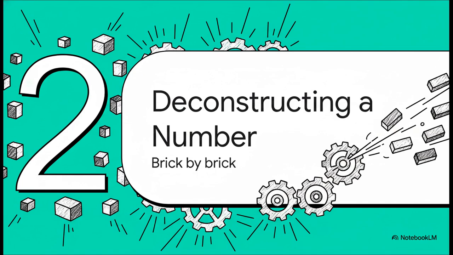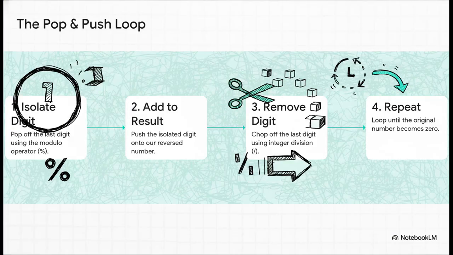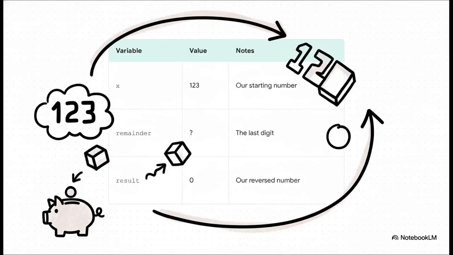Now, you might be thinking, why not just turn it into a string, reverse it, and call it a day? And yeah, for some problems, that's a great approach. But we're going to solve this the mathematical way. We're going to use a pretty neat trick to peel off each digit one by one, like we're taking apart a little machine. So our whole game plan boils down to this little 4-step loop. We're going to pop off the last digit, push it onto our running total, and then chop that last digit off the original number. And we just keep doing that over and over again until the original number is all gone.